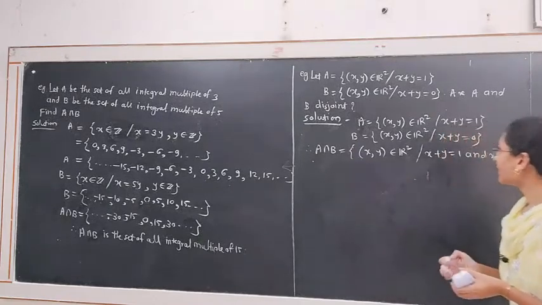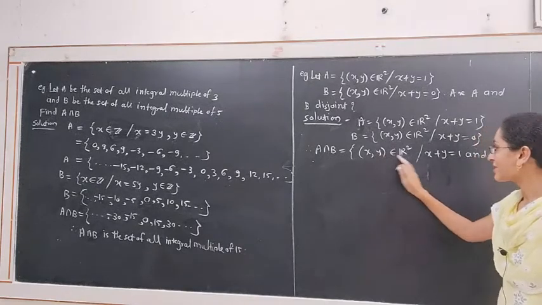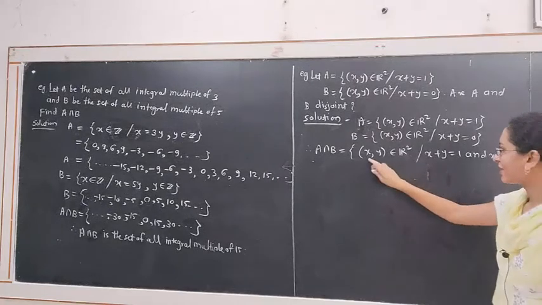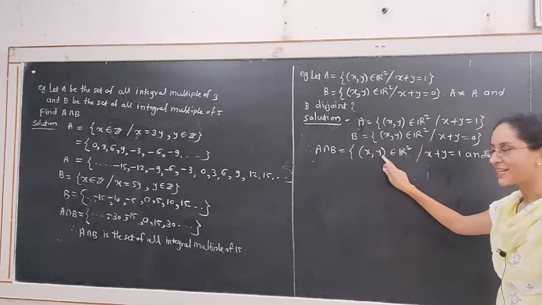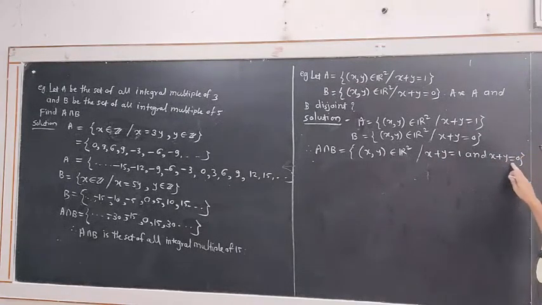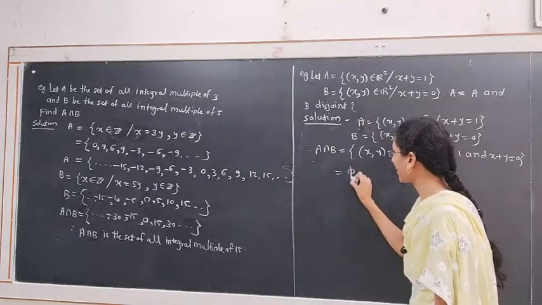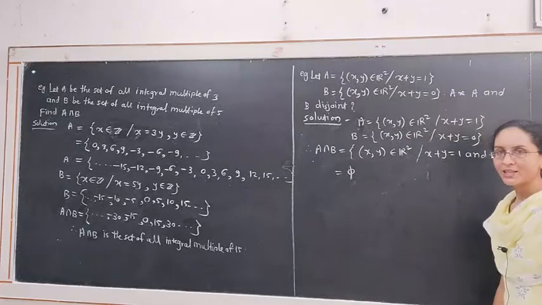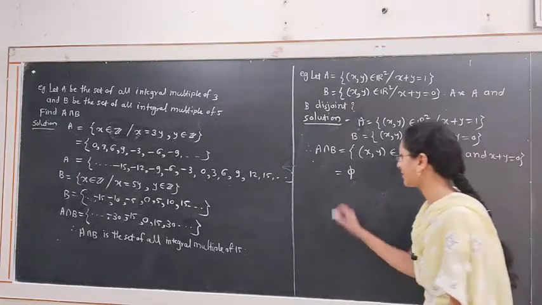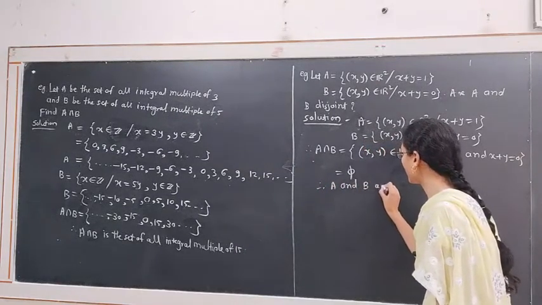Hence, real numbers x and y which satisfy both the conditions do not exist. There do not exist numbers x and y that satisfy both the conditions simultaneously, x plus y equal to 1 and also x plus y equal to 0. Hence, this set is the empty set. Because A intersection B does not contain any element, A and B are disjoint sets. Therefore, A and B are disjoint.